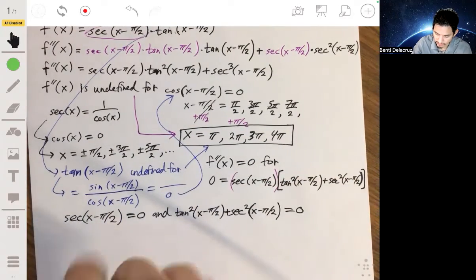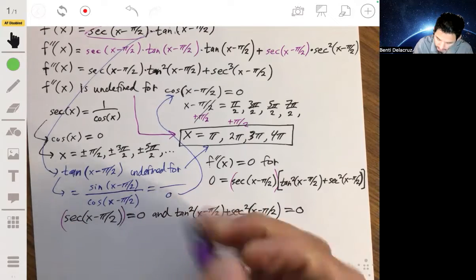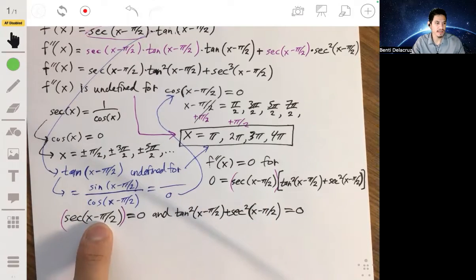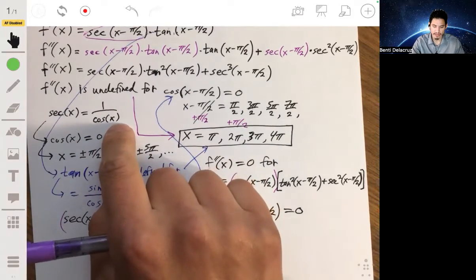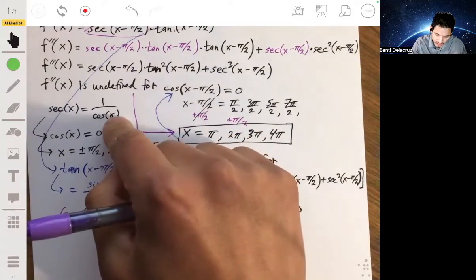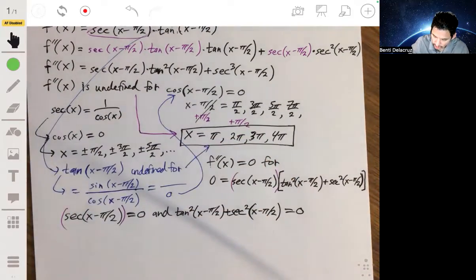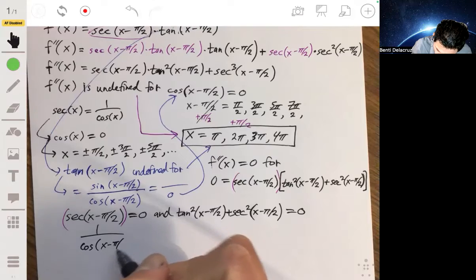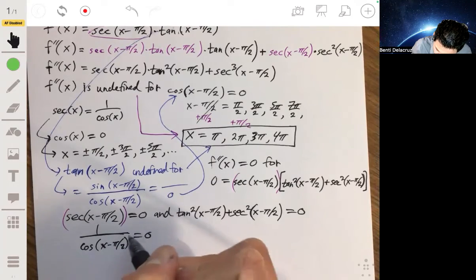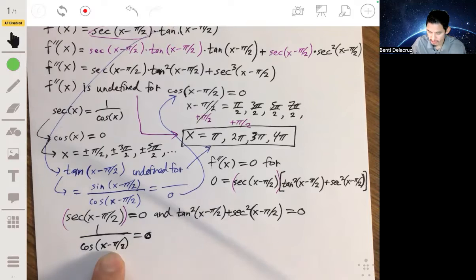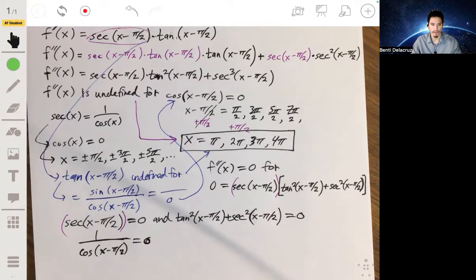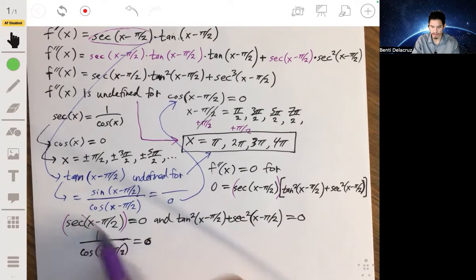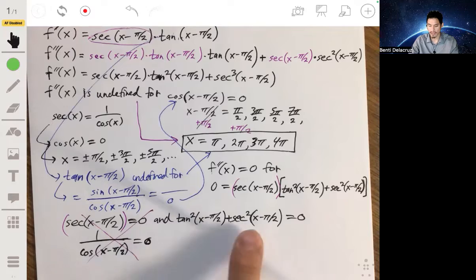So let's look at this one first. Now, remember the secant of x is equal to 1 over the cosine of x. So there's no way for this to be 0, because this is just 1 over the cosine of x minus pi over 2. This can't be 0 because 1 over anything is not going to be 0. So there are no zeros here, and we don't have to worry about that. So we're good there. Now let's see, where could this be 0?